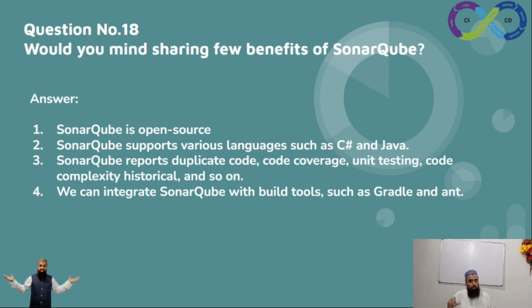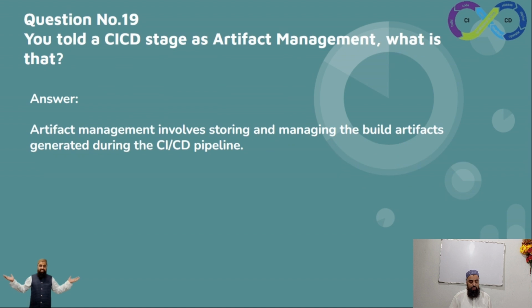It highlights the code which is duplicate, and code coverage obviously, and it is used for unit testing, code complexity, and other benefits. We can also integrate SonarQube with build tools like Gradle and Ant for code coverage. The core purpose of SonarQube is code coverage, so it can be integrated with build tools like Gradle and Ant.